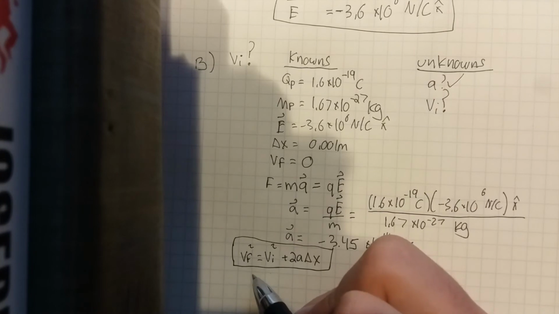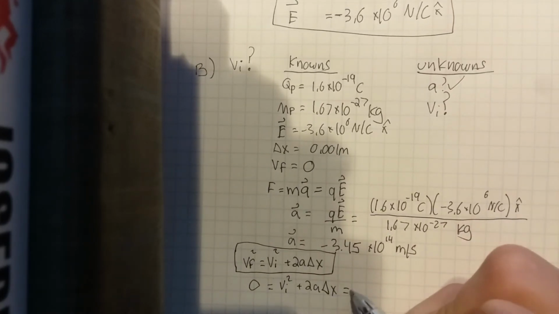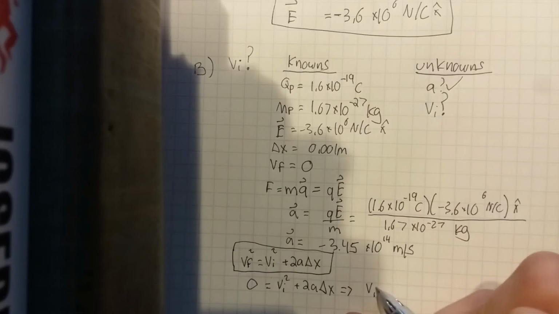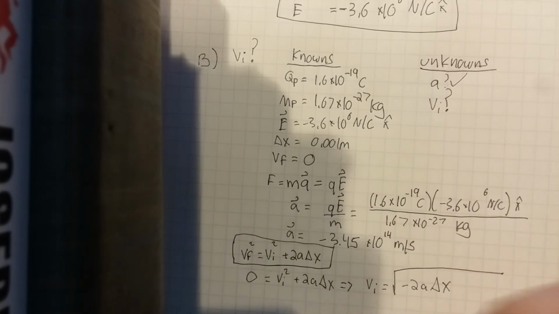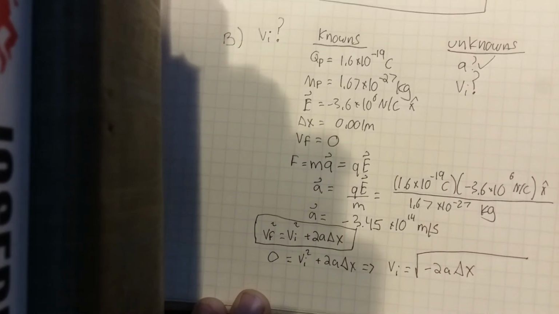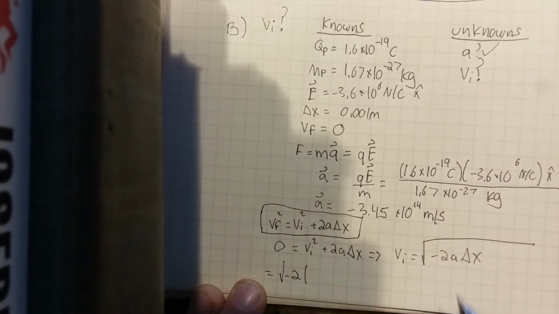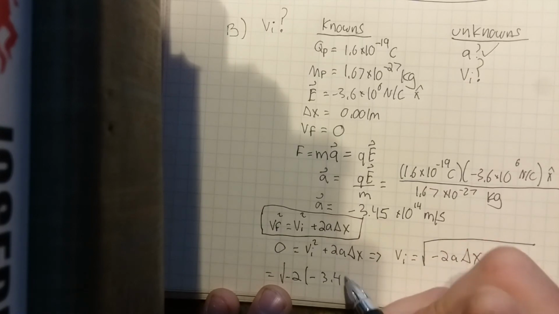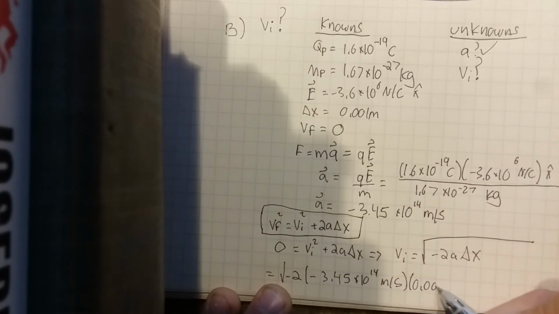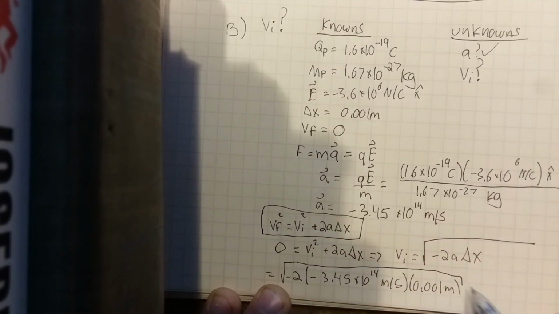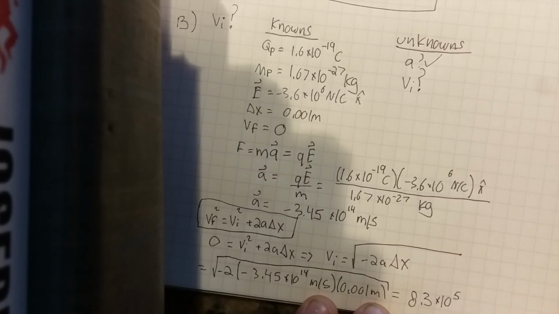So this means that we have 0 equals v initial squared plus 2a delta x. So we can solve this for v initial equals the square root of minus 2a delta x. So then down here we can finally plug in the numbers. So this equals the square root of minus 2 times the acceleration, minus 3.45 times 10 to the 14 meters per second squared, times delta x, 0.001 meters. And this is going to give us a final answer of an initial starting velocity of 8.3 times 10 to the 5 meters per second.